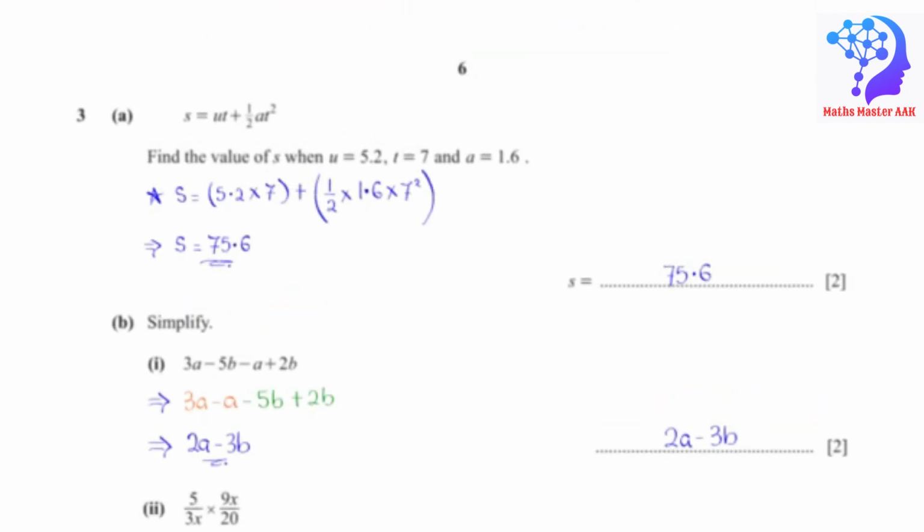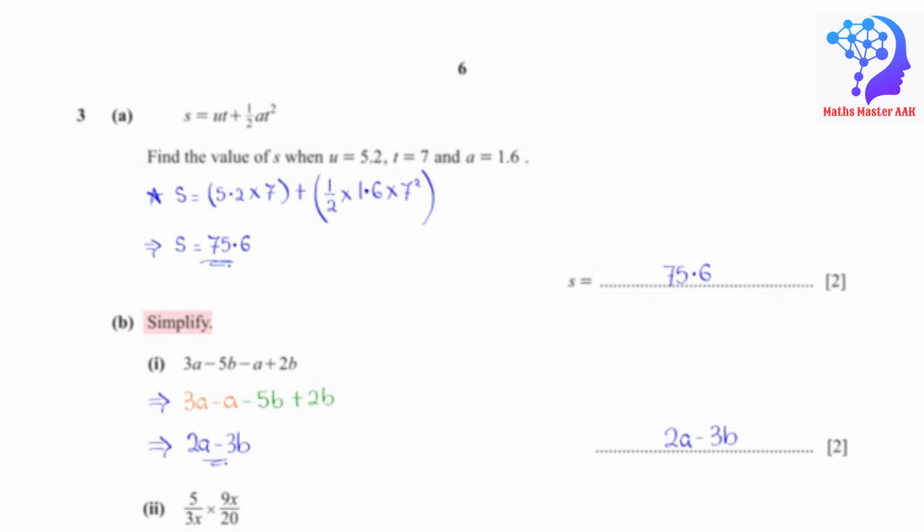S is equal to UT plus half AT squared. Find the value of S when U is equal to 5.2, T is equal to 7, and A is equal to 1.6. All we need to do is to substitute the numbers given for the letters into the equation. And so that gives us S is equal to 5.2 times 7 plus half times 1.6 times 7 squared. When we type this into the calculator, we get S equals 75.6.